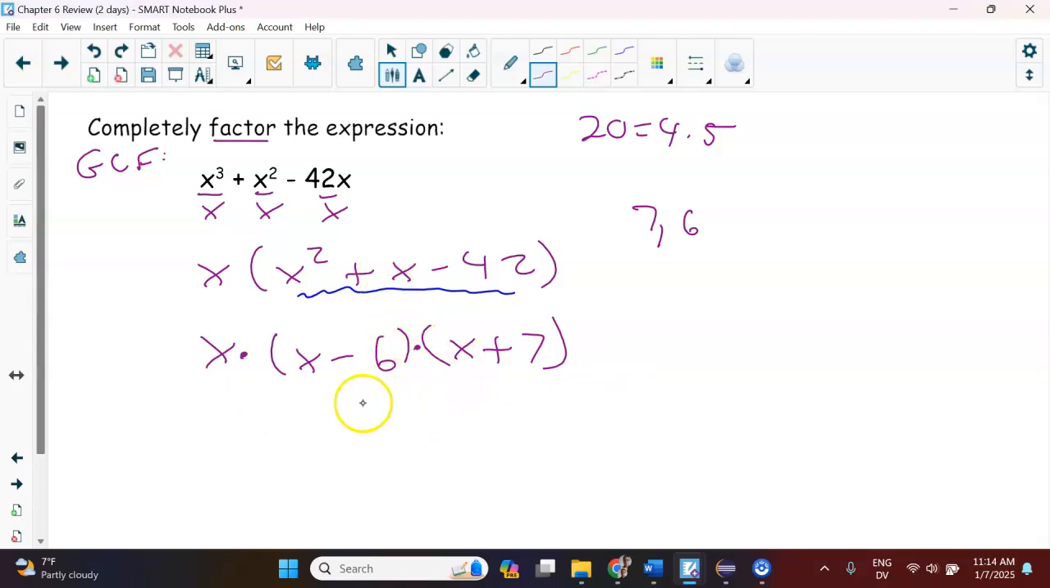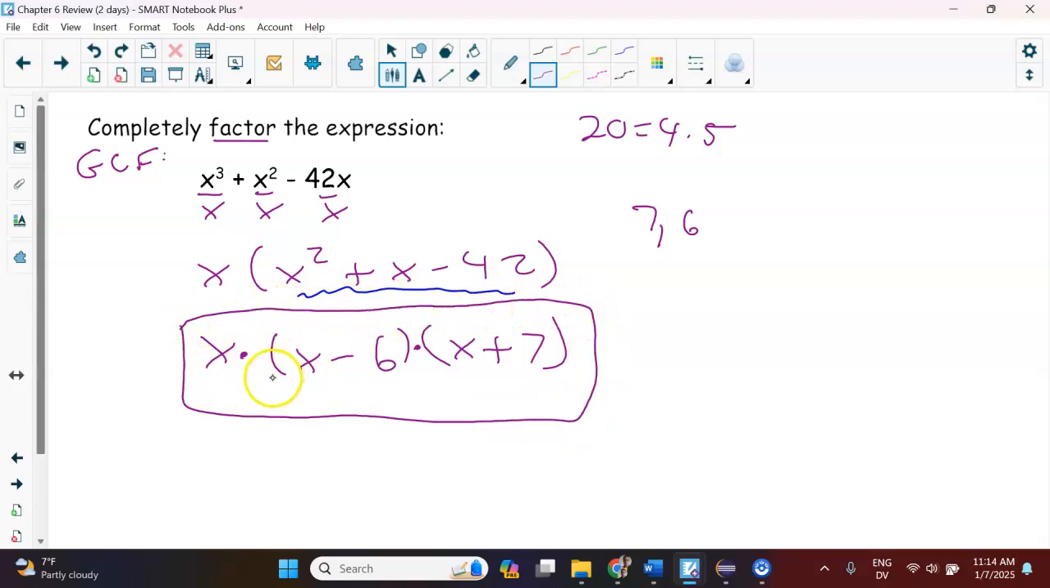Okay, and we don't got to solve it, right? It doesn't say solve, it just says factor, so that's it. We broke it apart. That's our factored expression.